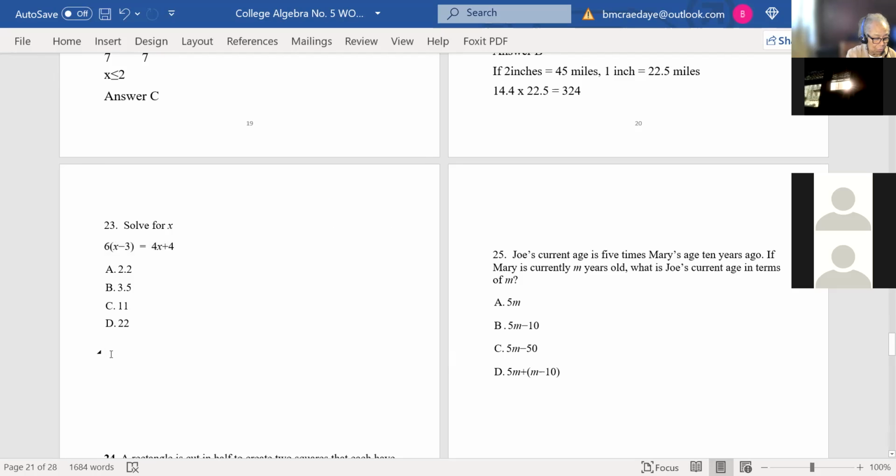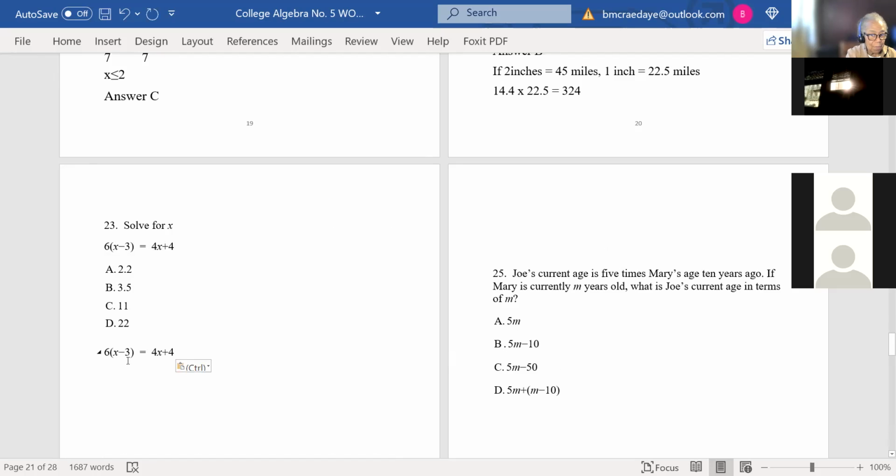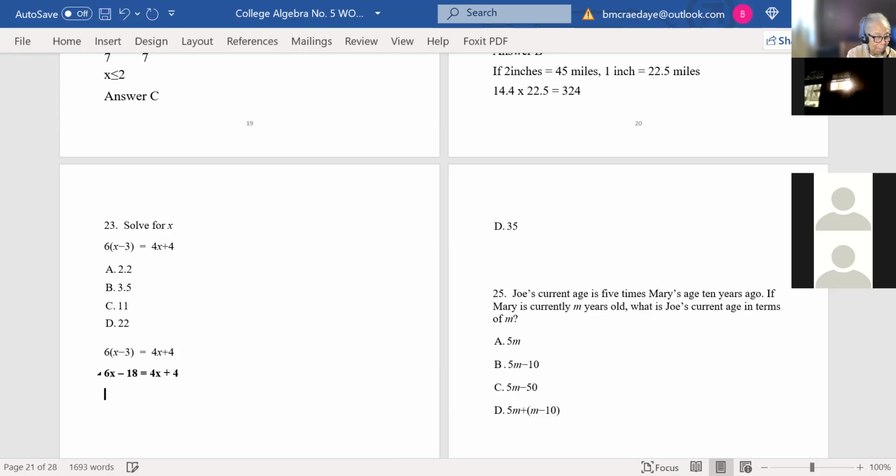What would you do first? Do the parentheses. Multiply the parentheses. So what do you get, Latoya? 6x minus 18. Okay, excellent. 6x minus 18 is equal to what's on the right? 4x plus 4. Then you're going to combine like terms. All right, Latoya, so what do I write?